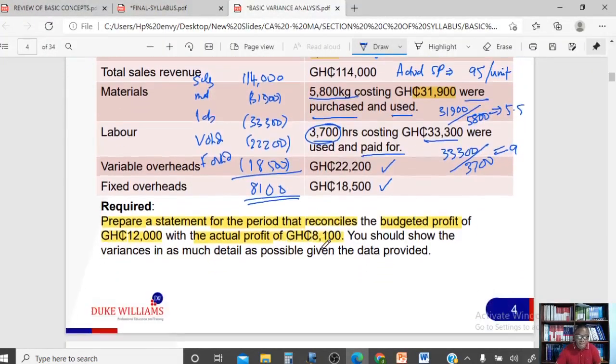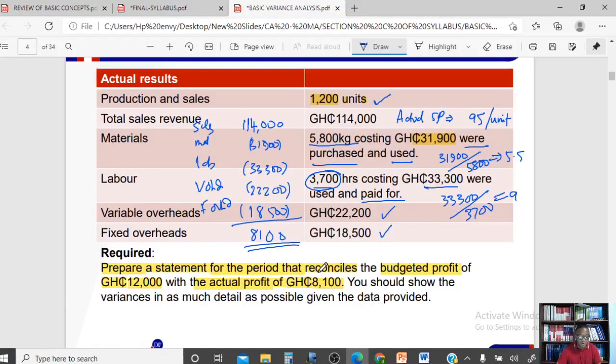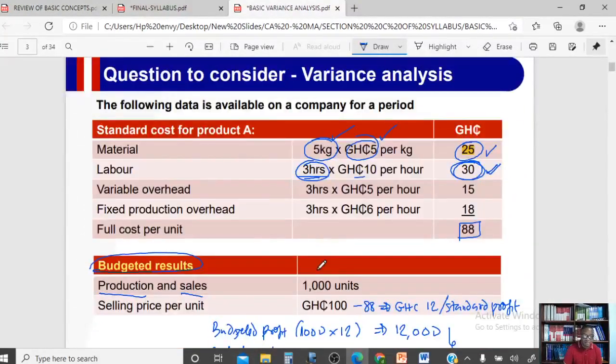Now that we have the basic principles in place, we can move on and look at the variable overheads variance. Very interesting. Now, the actual result is 22,200 here. Now, let's come back here. I want to label this as the variable overhead absorption rate per unit. This is important. But this 5 here is the variable overhead absorption rate per hour. They are not the same. So the 5 is per hour and the 15 is per unit.